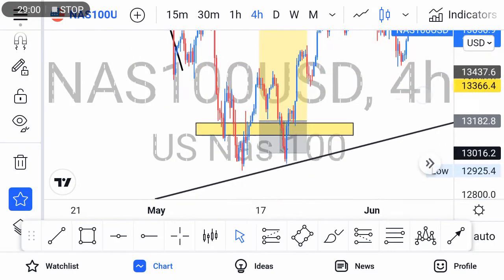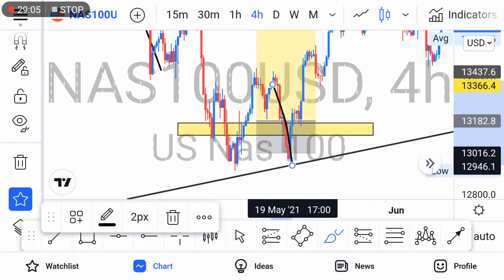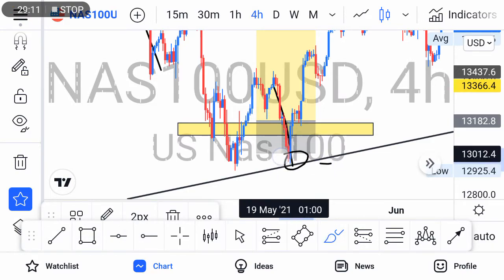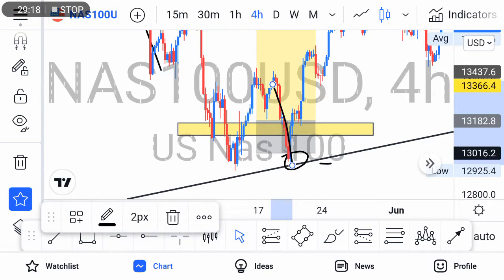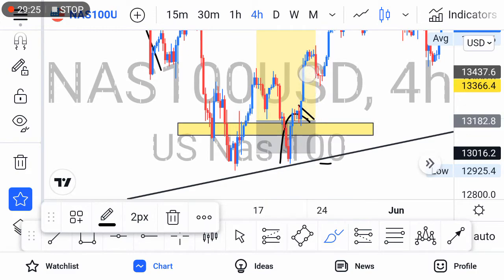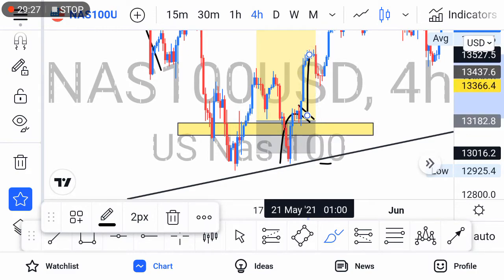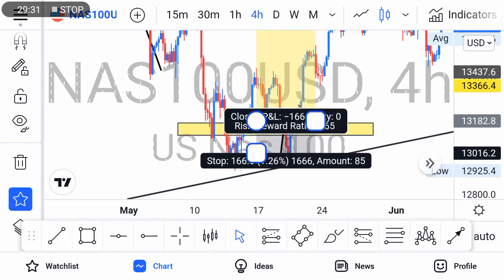So what happened? It didn't respect the setup. It went to stop us out again, to touch the trend line before it could start shooting up. You can see after it touched the trend line, it went and gave us a little bit of retest and started shooting up. So now I will say it's the first time we took a loss.